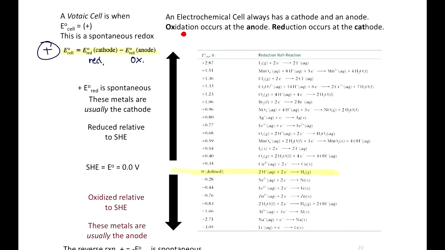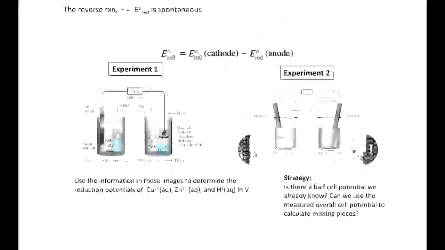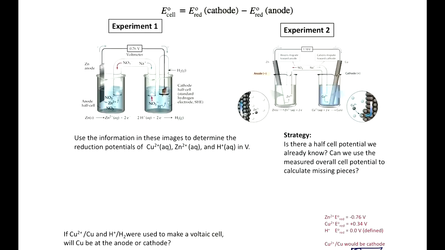Okay. So oxidation, anode, reduction, cathode. Go to bed tonight and say that 100 times. Okay, great. All right, so what do these cells look like? So here, I have two experiments.